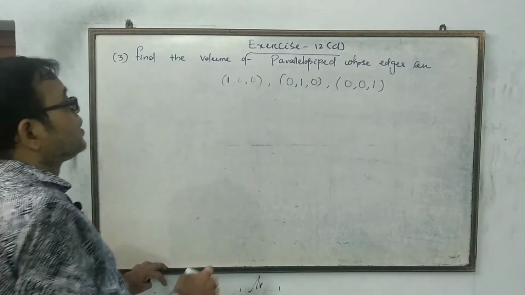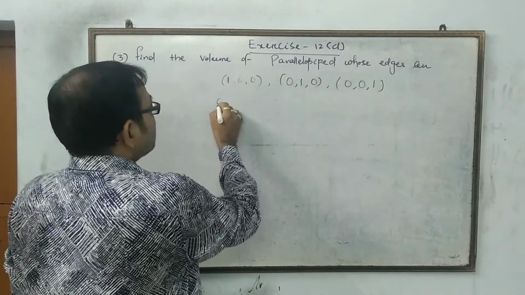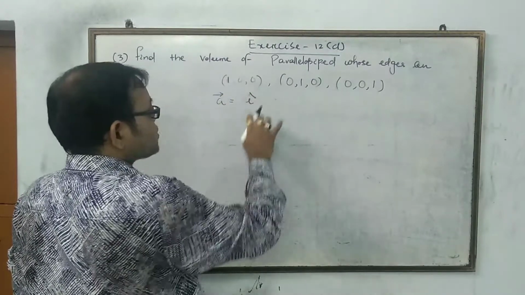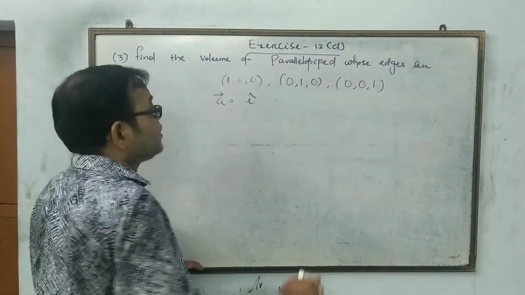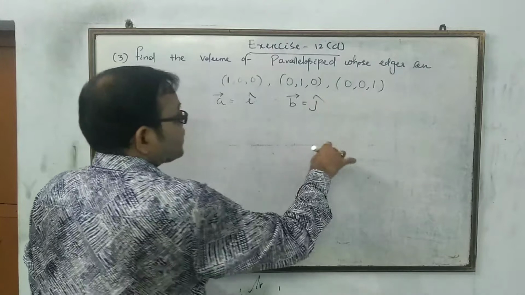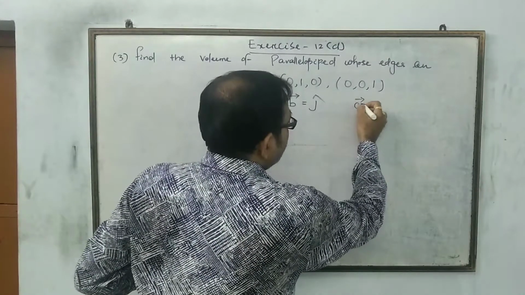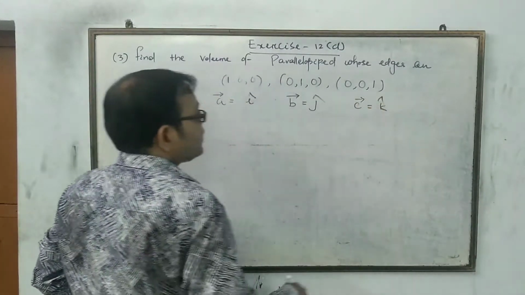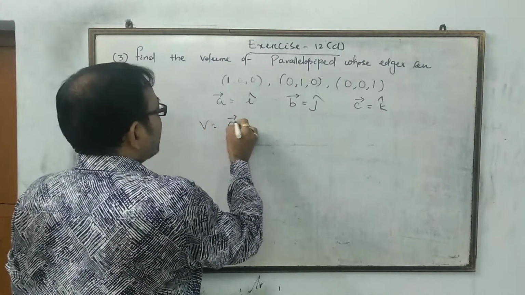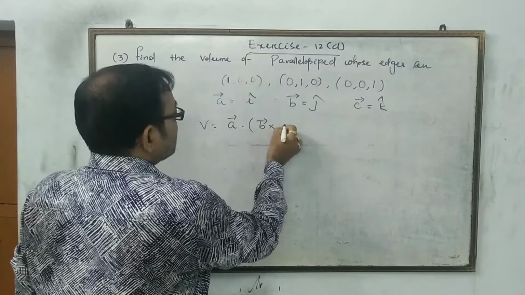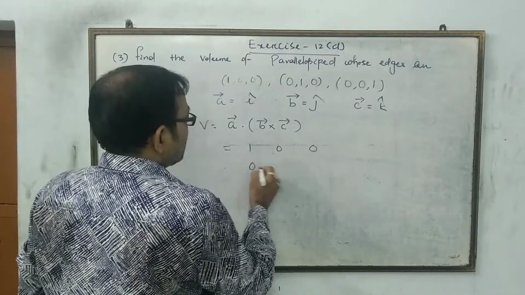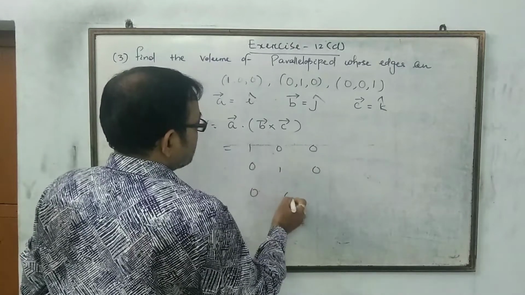If this is given as 1, 0, 0, it means the first edge is i plus 0j plus 0k, so it is i. The second edge b is only j, and the third edge c is only k. Now we have to find the volume. Volume equals a dot b cross c. So replace with 1, 0, 0; 0, 1, 0; 0, 0, 1.